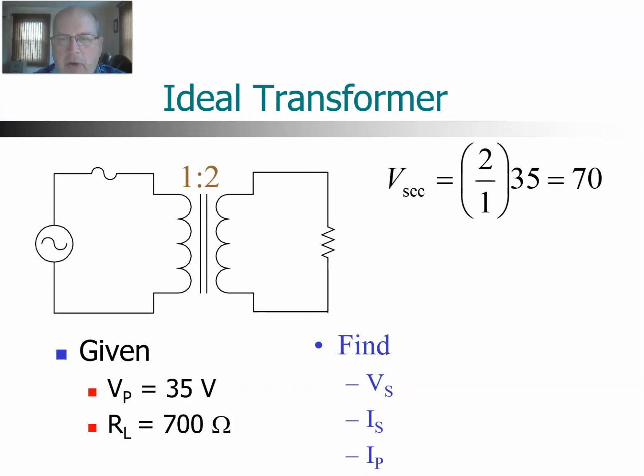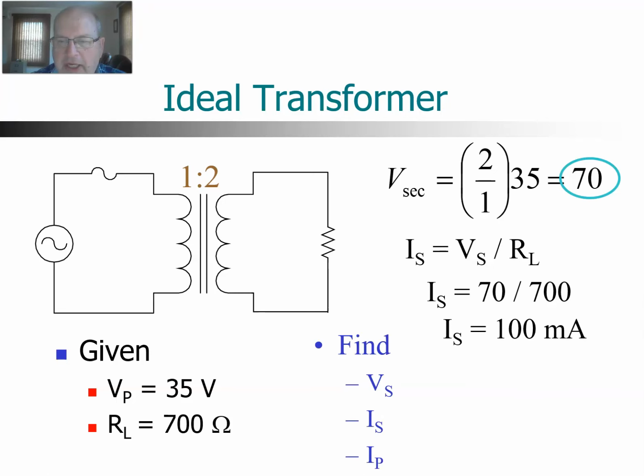Well, first of all, we look at the voltage relationship. There's twice as many turns in the secondary, so there should be twice as much voltage. 2 times 35 gives us 70 volts in the secondary. And then we can simply use Ohm's law to get the secondary current. 70 volts divided by 700 ohms gives us 100 milliamps.